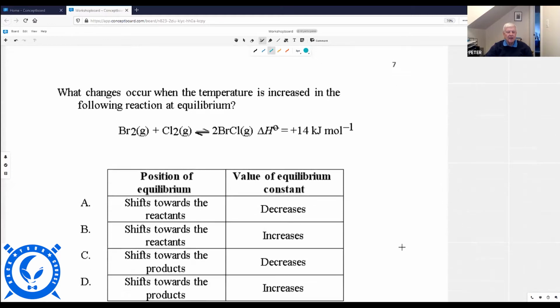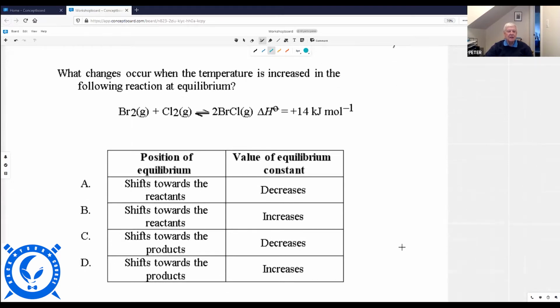All right, here we have a situation with an equilibrium between bromine and chlorine to form bromochloride, which is a delta H of plus 14. Which is the correct answer here?